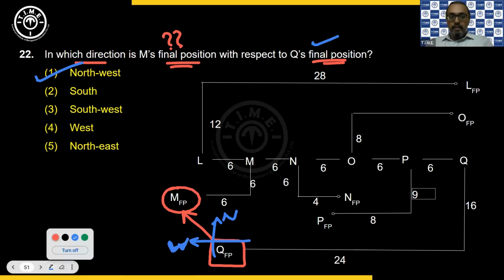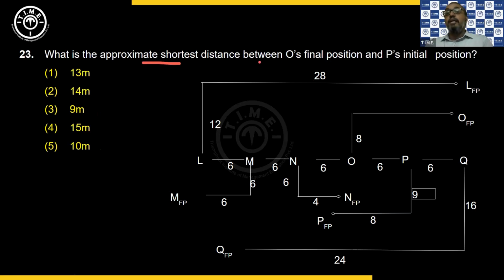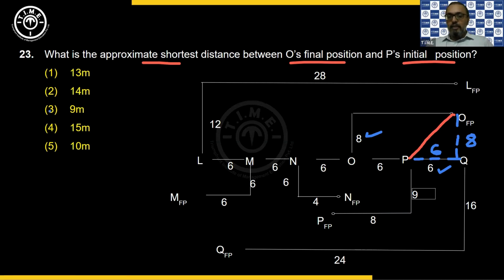Okay, right. Then next, what is the approximate shortest distance between O's final position and P's initial position? So O's final and P's initial. So he's asking what is this shortest distance? So you can simply take a right angle triangle. See, this is the right angle triangle we get. We know this is 8 because that is here. And we know this is 6, that is here. So under root of 8 square plus 6 square. 64 plus 36 is 100. Correct. Your answer will be 10. Correct, Praful. Thank you.